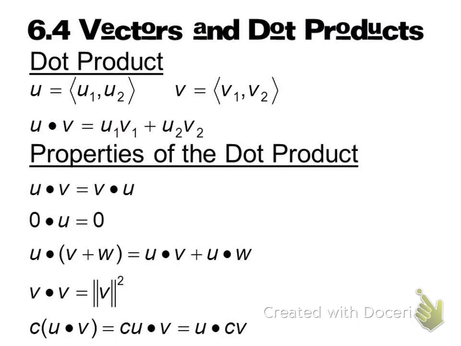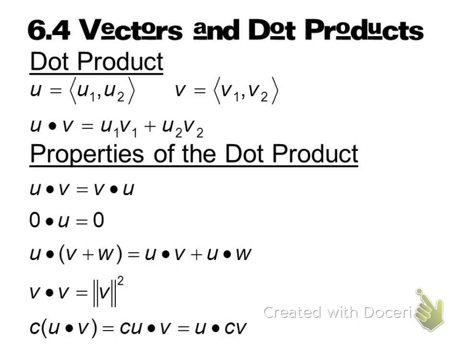Now the dot product is going to give you a numerical answer, which when we're dealing with vectors is called a scalar. We're not going to get a vector answer. So some of the properties of the dot product is that u dotted with v is the same thing as v dotted with u. It doesn't matter the order. And then the 0 vector dotted with another vector is equal to 0, just like saying anything times 0 is equal to 0.